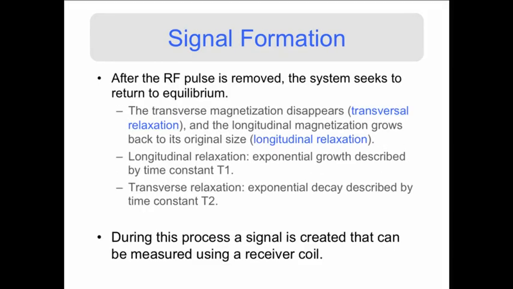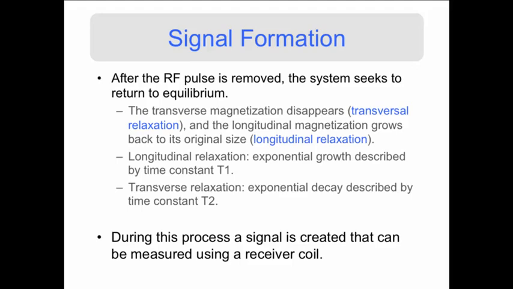After the RF pulse is removed, everything seeks to return to equilibrium. And this means that the transverse magnetization is going to disappear in a process known as transverse relaxation, and the longitudinal magnetization grows back to its original size, longitudinal relaxation. So this means that the magnetization is going to return to, say, the z-axis and disappear in the xy plane. Longitudinal relaxation is described by a time constant T1, while transverse relaxation is described by a time constant T2.